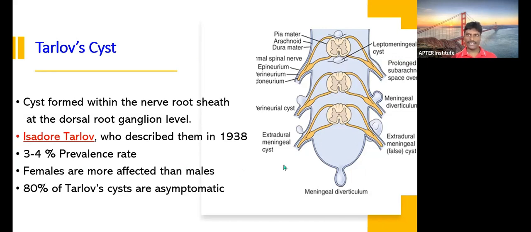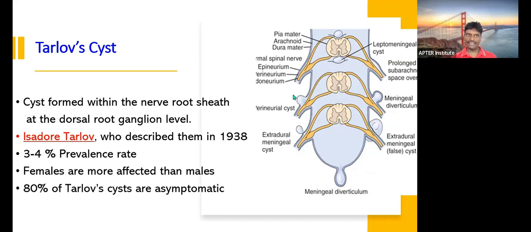Even though it is there, 80% of Tarlov cysts are quite asymptomatic. Unless these people are doing an MRI scan, most of them will not even realize that they have the cyst. There are other forms of cyst. We call that meningeal diverticulum. You could see on the right here, extradural meningeal cyst, other forms of cyst that can form around the nerves.